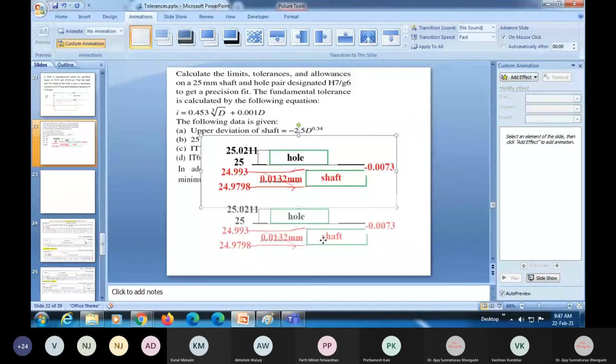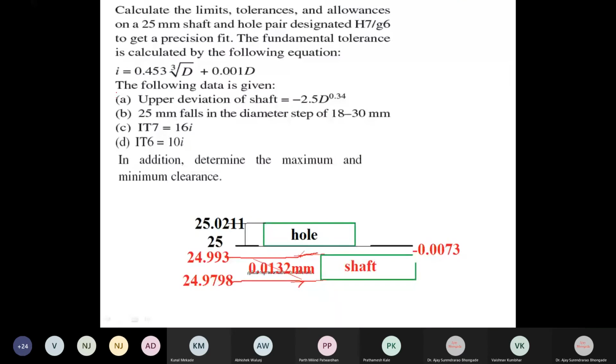Now you can see the first part we require is the upper deviation of the shaft. Actually, this is the upper limit, so only this part will be the upper deviation. 25 mm falls in the step so and so, so we have to calculate the fundamental deviation. The following data is given. In addition, determine the maximum and minimum clearance. We had worked out this IT6 and IT7, and we had shown all these things. Now what is the maximum and minimum clearance?